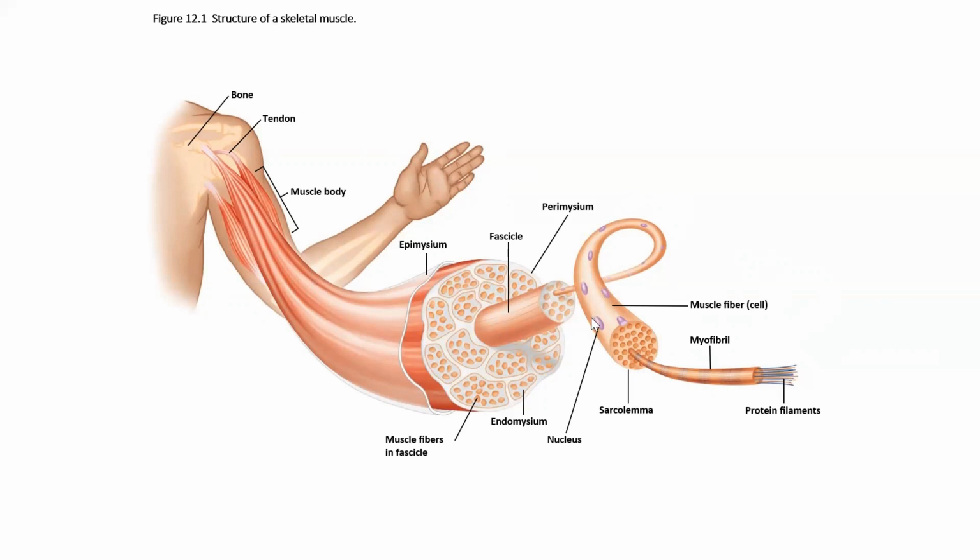Also, something to point out is the several different nuclei. So skeletal muscle specifically is multinucleated, it has many different nuclei, and we'll see some other types of muscles that do not have more than one nucleus.